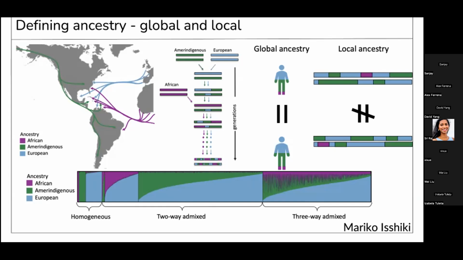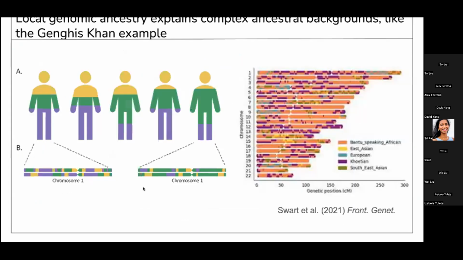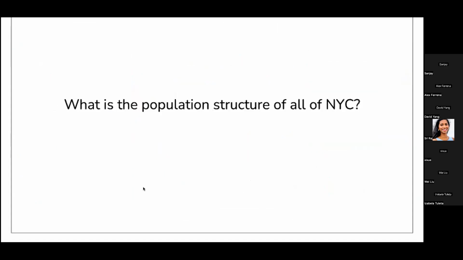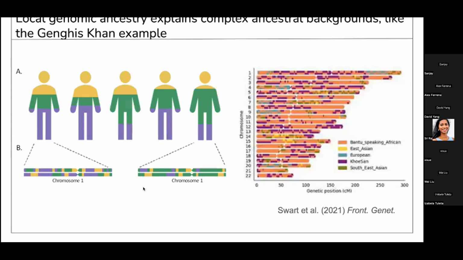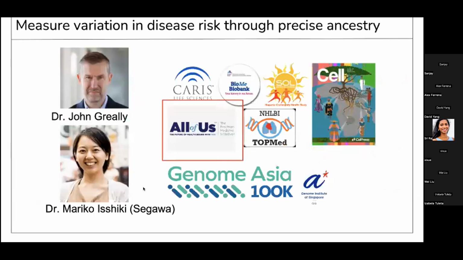Now, I took this slide from my postdoc, Mariko, whose photo you'll see later. Local genomic ancestry can explain complex ancestral backgrounds like the Genghis Khan example I gave earlier. I showed you those two chromosomes earlier, right? Now we can expand that out to a karyogram. This is something very similar to what you might get if you're a very admixed individual from a 23andMe readout, for example, and you can see that these chromosomes are a mosaic of all these different ancestries. There are methods that we can use to decompose that, but we're not going to discuss them today. We'll talk mostly about the global ancestry and the PCA in today's vignette.